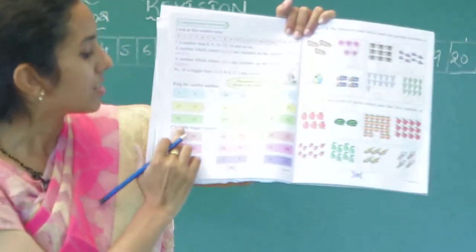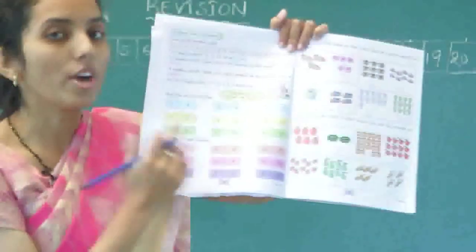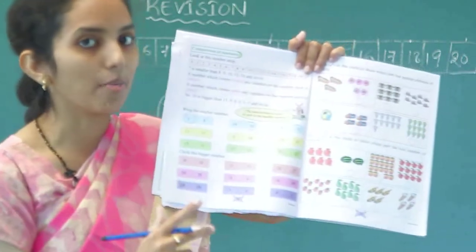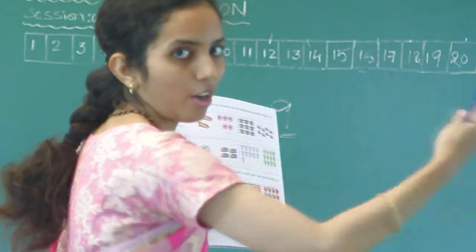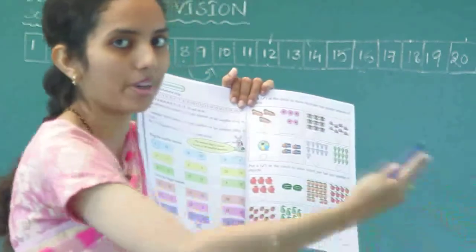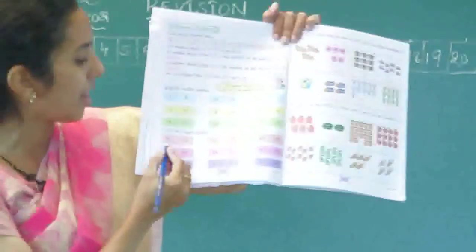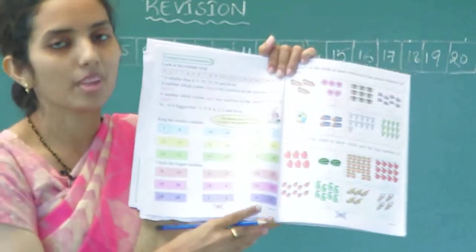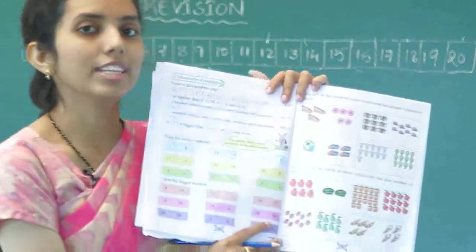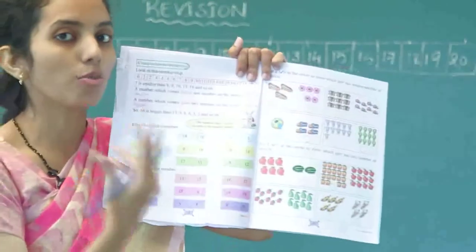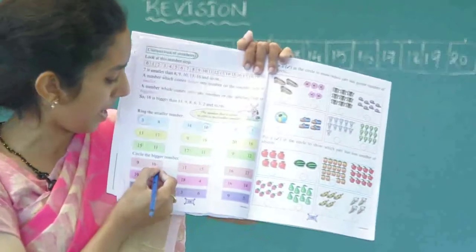Now next one, circle the bigger number. What number do we have to circle? Bigger number. That means the numbers that are on the right side, which come after the number. What numbers are given here? 9 and 10. 10 comes after 9 or before 9? It comes after 9. So 10 is the bigger number.